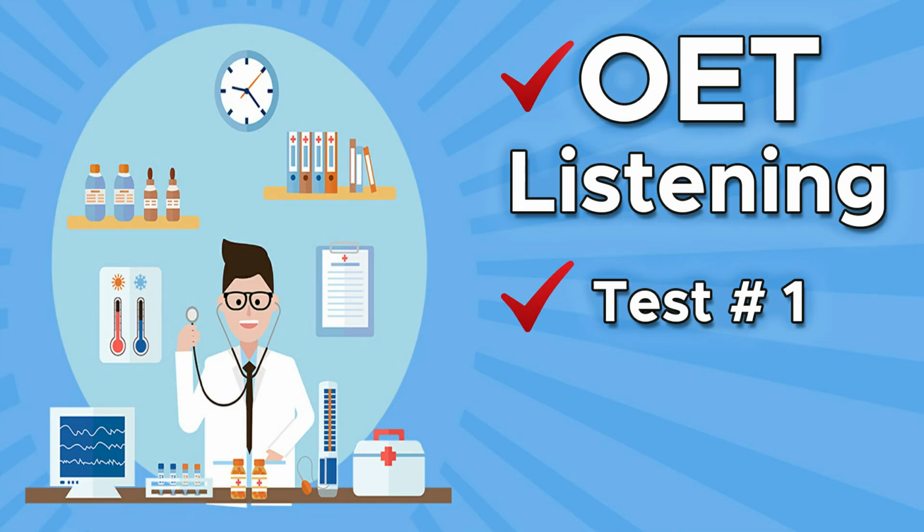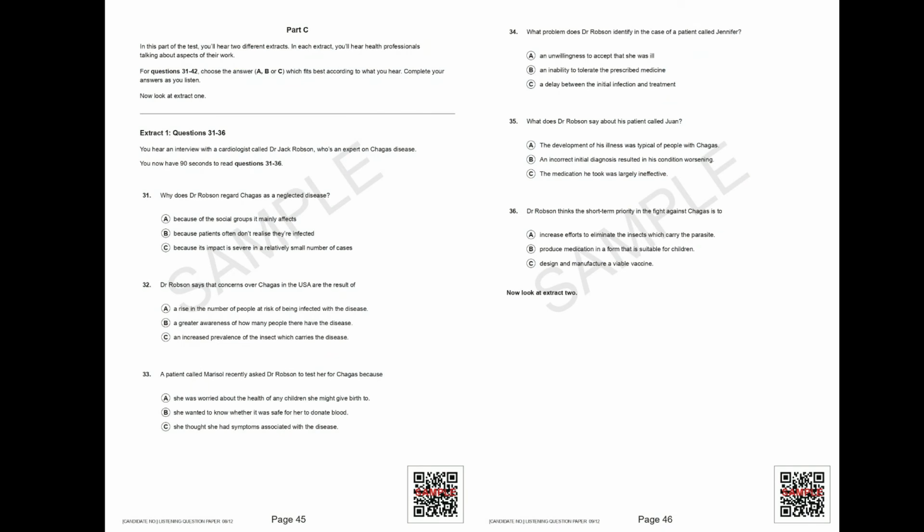That is the end of Part B. Now look at Part C. Part C. In this part of the test, you'll hear 2 different extracts. In each extract, you'll hear health professionals talking about aspects of their work. For questions 31 to 42, choose the answer A, B, or C, which fits best according to what you hear. Complete your answers as you listen.